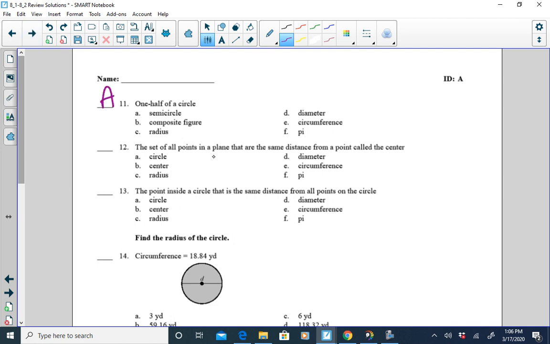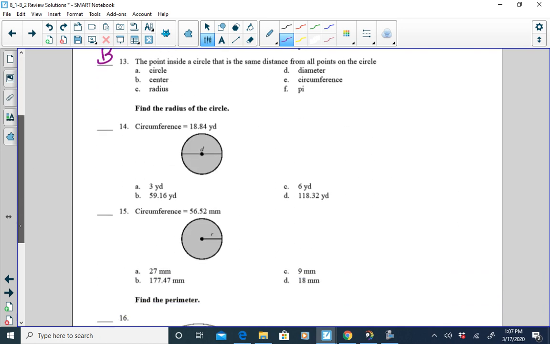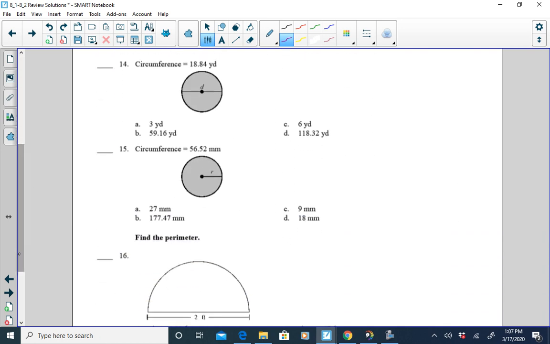The set of all points in a plane that are the same distance from a point called the center, that's what we call a circle, answer A again. The point inside a circle that is the same distance from all points on the circle, that is actually the center, that is answer B. Alright, so let's get back to doing some problems here.